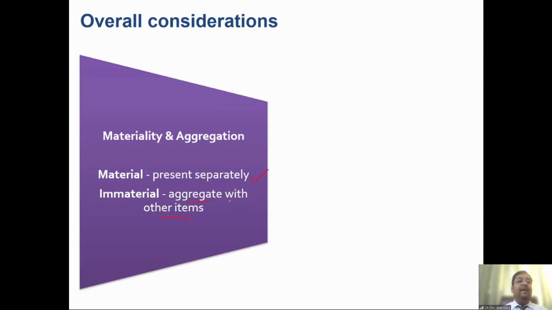Immaterial items have to be aggregated with other items. For example, printing and stationery expenses, cartage expenses, right? They can be merged with other expenses as well. So if there are small, immaterial items, they can be aggregated and shown as one item, like other expenses, other assets, other current assets, other current liabilities. Okay.